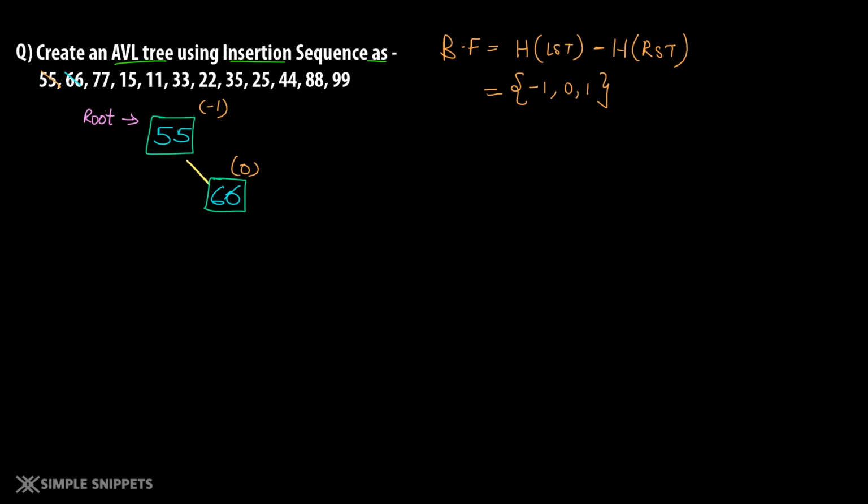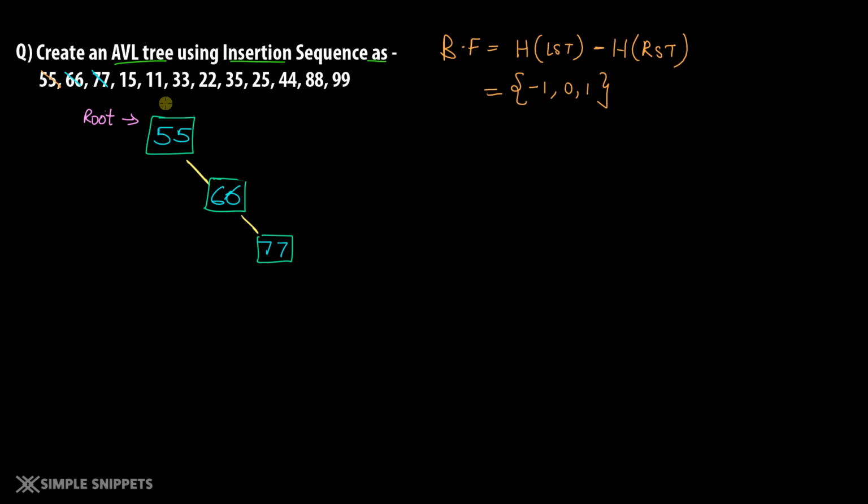Alright, let's move forward. Let's now insert 77. So 77 is again greater than 66 and greater than 55, so you'll have to come to the right and then come to the right. So you'll insert 77 over here, correct? Once you do that, now you can see we are getting an imbalance over here.